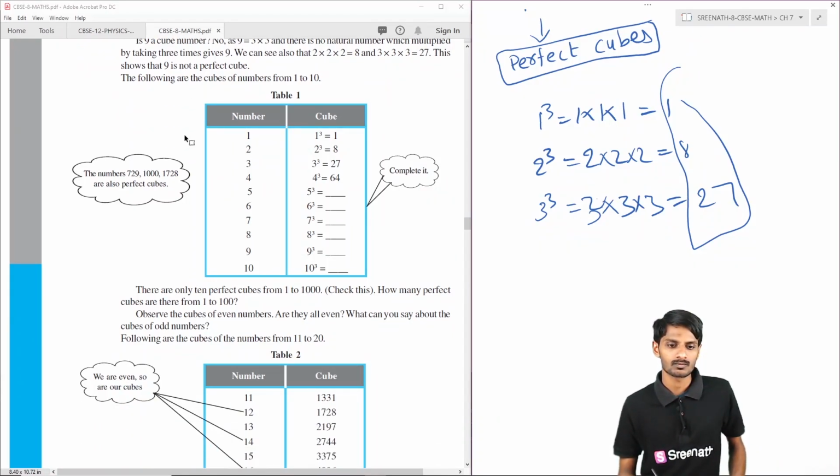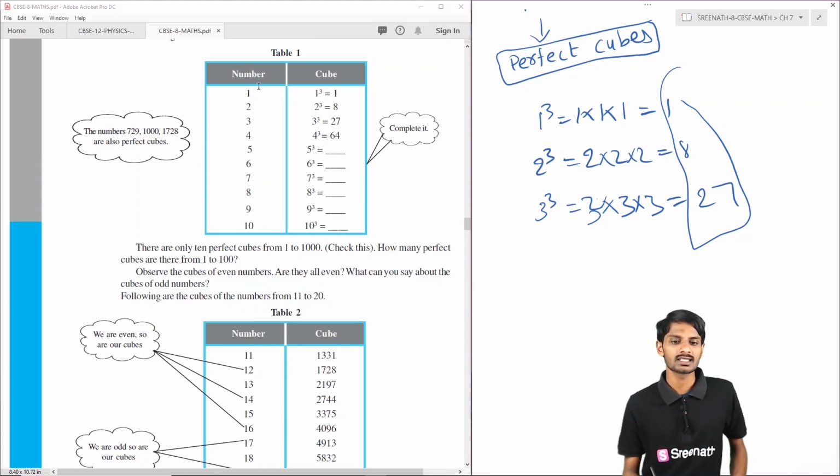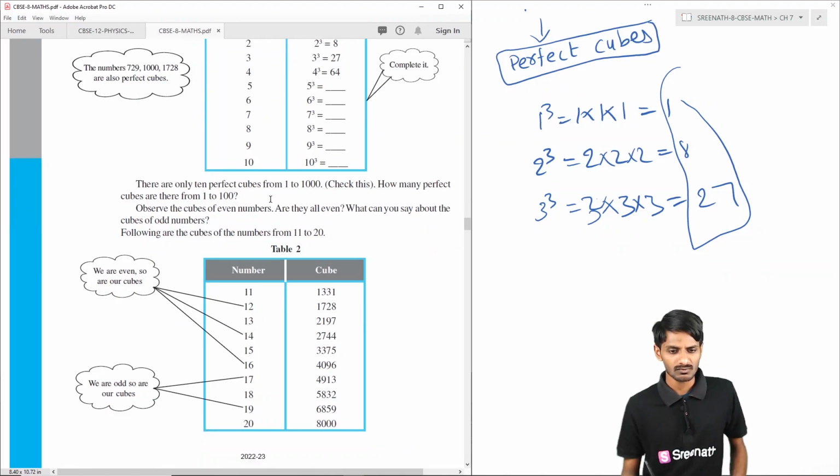So here these are the numbers 1, 2, 3, 4, and these are the cubes of these numbers. 1 cube is 1, 2 cube is 8, 3 cube is 27, 4 cube is 64, and 5 cube is how much? 125. Like that this goes on. So these are the cube numbers: 1, 8, 27, 64. All these are cube numbers, students.